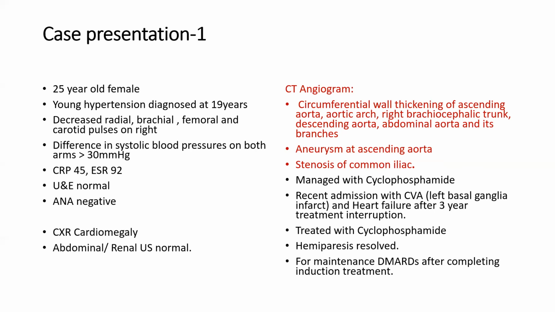When they went on to do a CT angiogram for this patient, it showed that she had circumferential wall thickening of the ascending aorta, the aortic arch, the right brachiocephalic trunk, the descending aorta, and abdominal aorta and its branches. And also there was an aneurysm that had been formed at the ascending aorta with some stenosis at the common iliac. I believe a majority of you in the audience can guess the diagnosis here. She was diagnosed with Takayasu's arteritis.